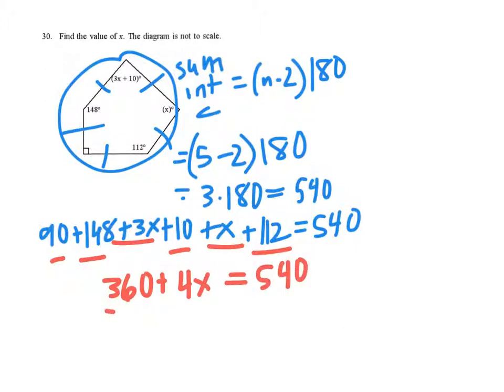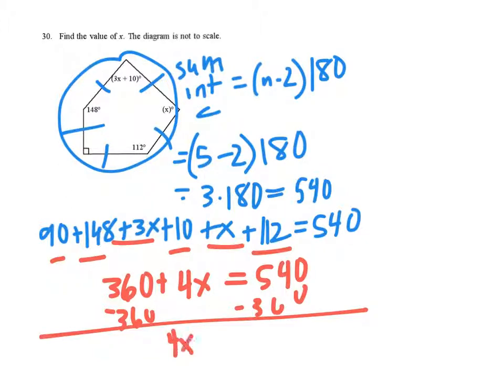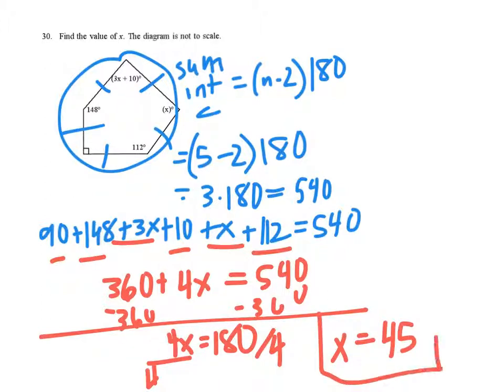We are going to subtract 360 from both sides. When we do that, we get 4x equals 540 minus 360, which is 180. And then to get rid of the 4, we're going to divide this side by 4, divide that side by 4, and we get x equals 180 divided by 4, which is 45. So my final answer would be x equals 45.